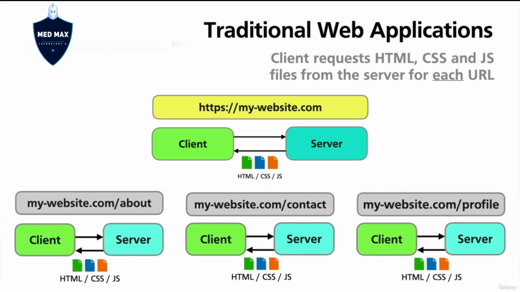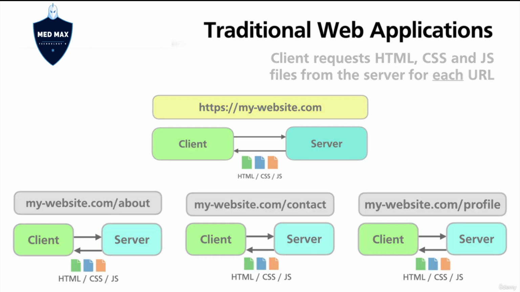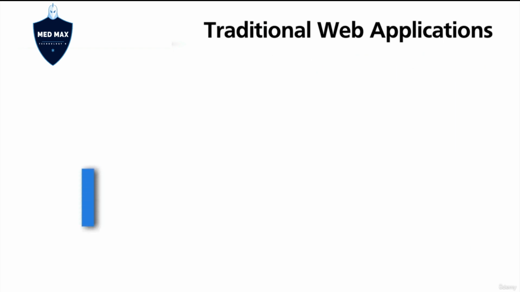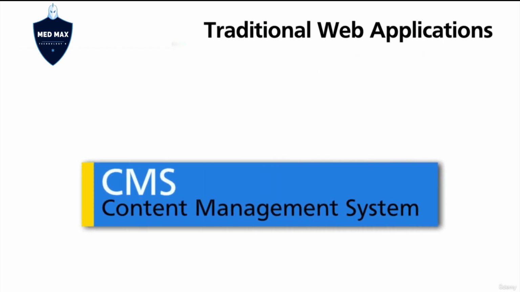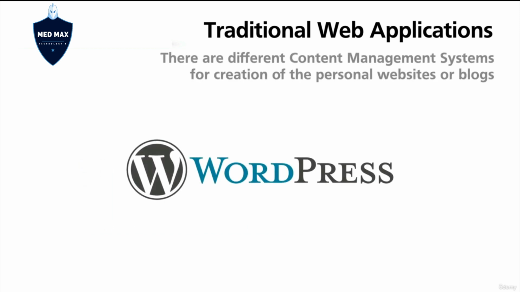Same happens when you navigate to other pages like About or Profile. For each of those pages, web browser downloads from the server rendered page, which consists of HTML, CSS, and JavaScript. There are a bunch of content management systems, shortly CMS, which offer traditional approach to the web pages navigation and rendering of those web pages on the server side, and most popular of them is WordPress.